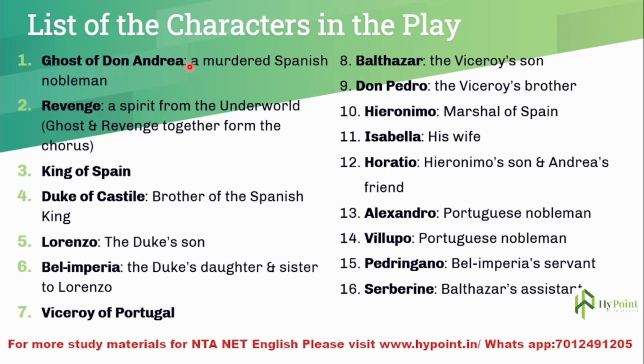So the first one is Ghost of Don Andrea, a murdered Spanish nobleman. He is not appearing in the play, but it is informed that he got murdered in a war, and he's a Spanish nobleman. And Revenge is a spirit from the underworld, and Ghost and Revenge together form the chorus. So the ghost of Don Andrea and the revenge motive, a spirit from the underworld, these two together form the chorus.